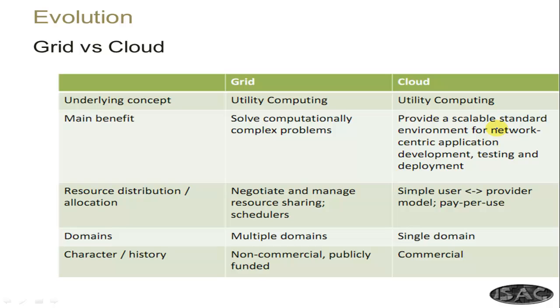Now, in grid computing, resource distribution was like you negotiate with the company to manage the resource sharing. There is some scheduler for when you want to use, when you can use, and when you cannot use. There were timelines and slots given to you. But in cloud, it is a very simple user-provider model, pay per use. There is a very easy mechanism to utilize the resources.